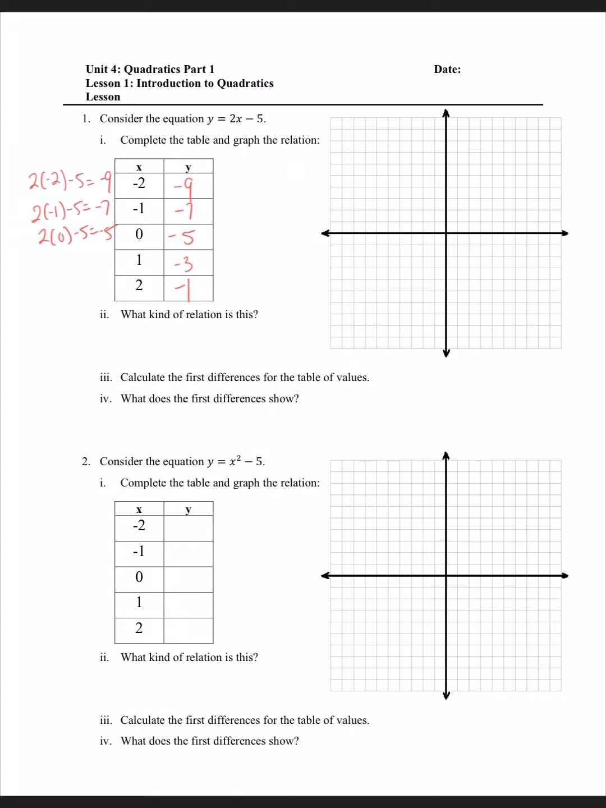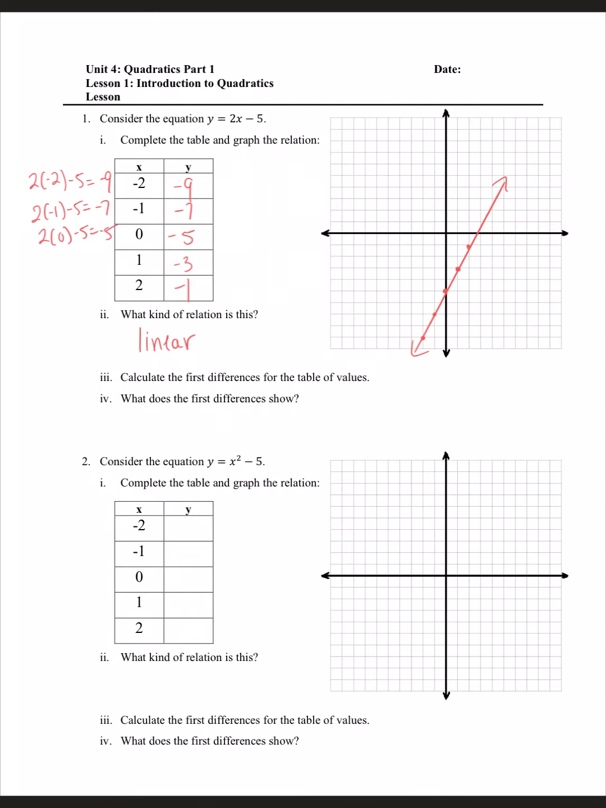So what kind of relation is this? Let's plot this table of values. We should be able to look at the equation and see that it's a line, but let's also put it on our graph. So we are at negative 2, negative 9; negative 1, negative 7; 0, negative 5; 1, negative 3; and 2, negative 1. Let me get our ruler to make a nice straight edge. Okay, so we can see that this is linear, that it's a line.